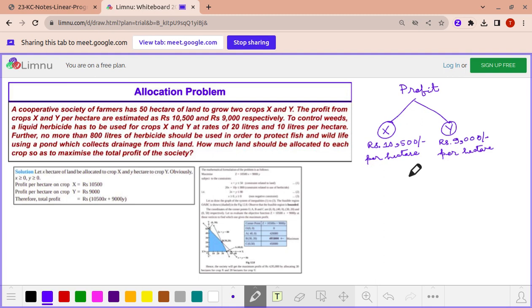For herbicide, let me write it down here. Let me use a different color. Herbicide. As I read this question, I am writing it in a tree structure so that it is easy to understand what is exactly meant. It is 20 liter per hectare. This is a constant. 20 liter per hectare. And for crop Y, it is 10 liter per hectare.